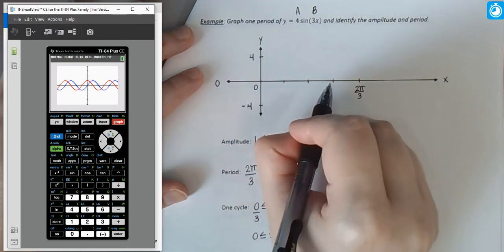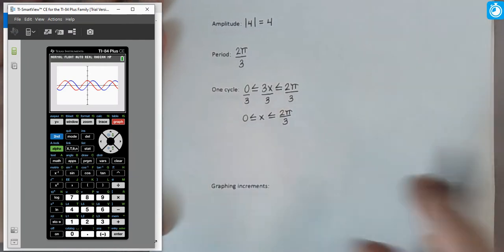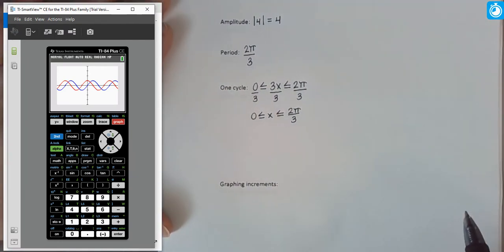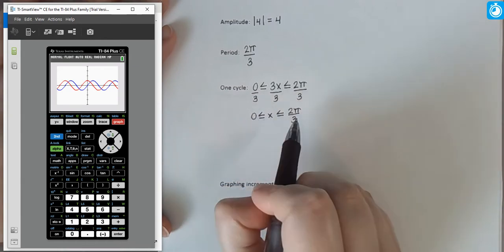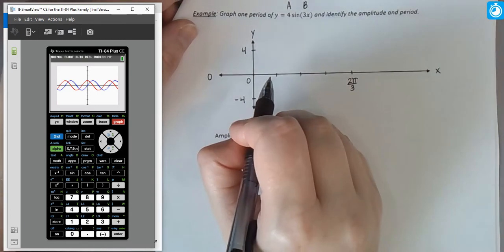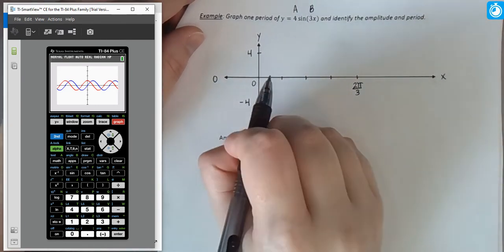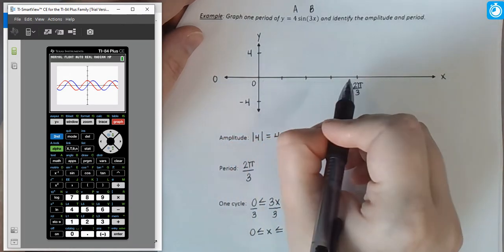So how far apart do each of these have to be? That's what I'm going to refer to as graphing increments. How are we increasing incrementally along the x-axis to get from where our cycle starts to where it ends? Well, again, we have to think of it as how many intervals we have. They're equally sized. Well, we have 1, 2, 3, 4 intervals, all of equal size.